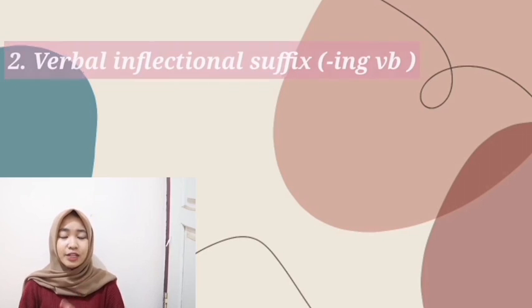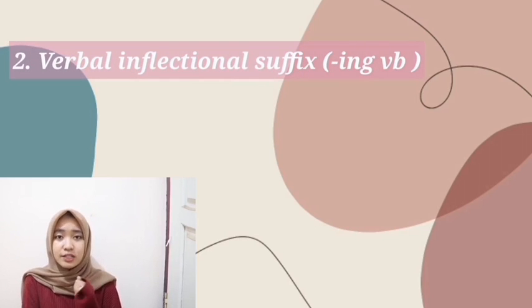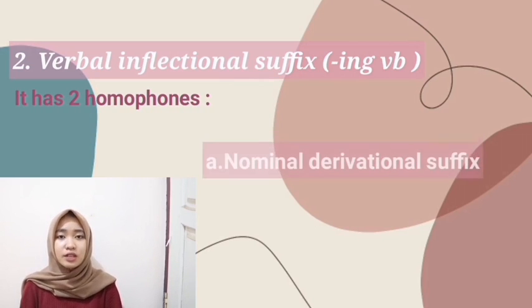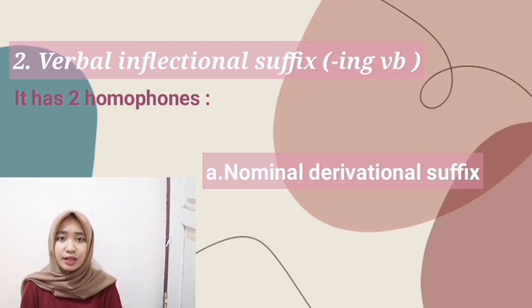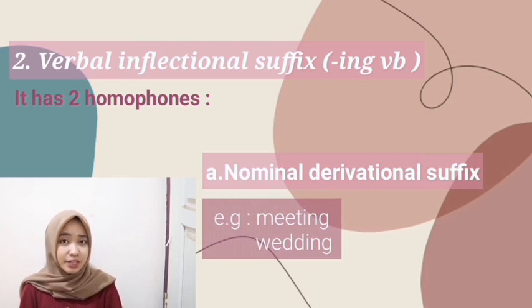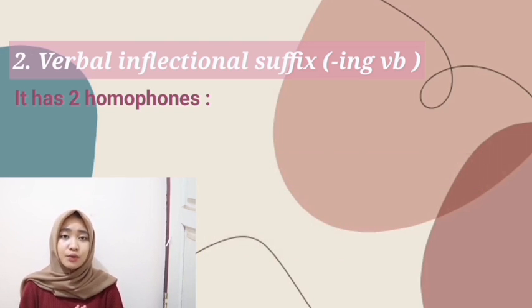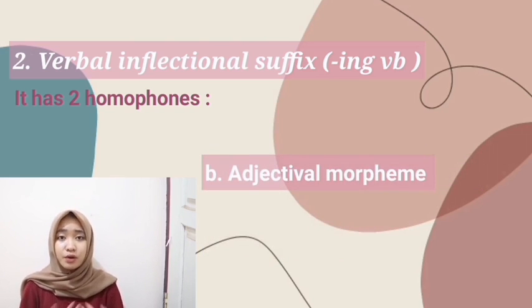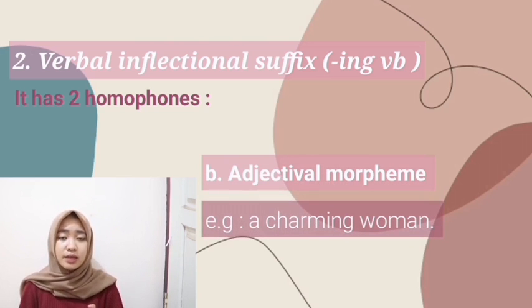Okay, we already know the first form, so we get into the second form of the homophones. This is the verbal inflectional suffix ing. Well, it has two homophones. The first one is the nominal derivational suffix, for example meeting and wedding. And then the second one is the adjectival morpheme, and the example is a charming woman. Charming uses the suffix ing, but this is an adjective.